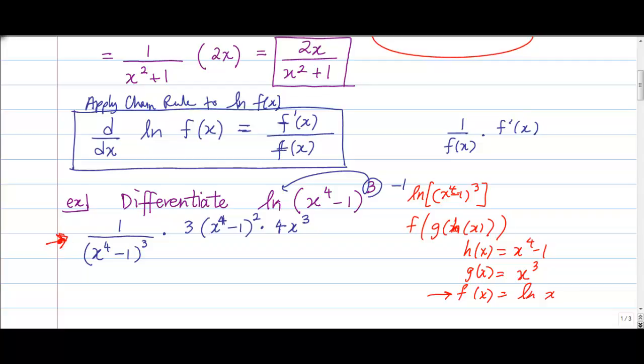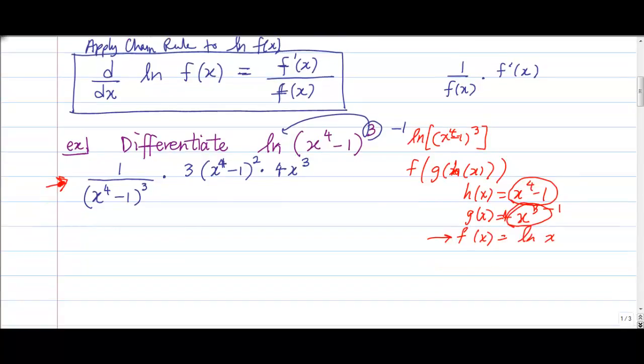1 over that something times the derivative of the inside, which means now I have to take the derivative of this x cubed guy. So bring the 3 out front, minus 1, so we get 3, leave the inside alone, squared, times the derivative of the inside again, and that is 4x cubed. Okay. So let's simplify this. So 3 times 4x cubed gives me 12x cubed times x to the fourth minus 1 quantity squared divided by x to the fourth minus 1 quantity cubed.